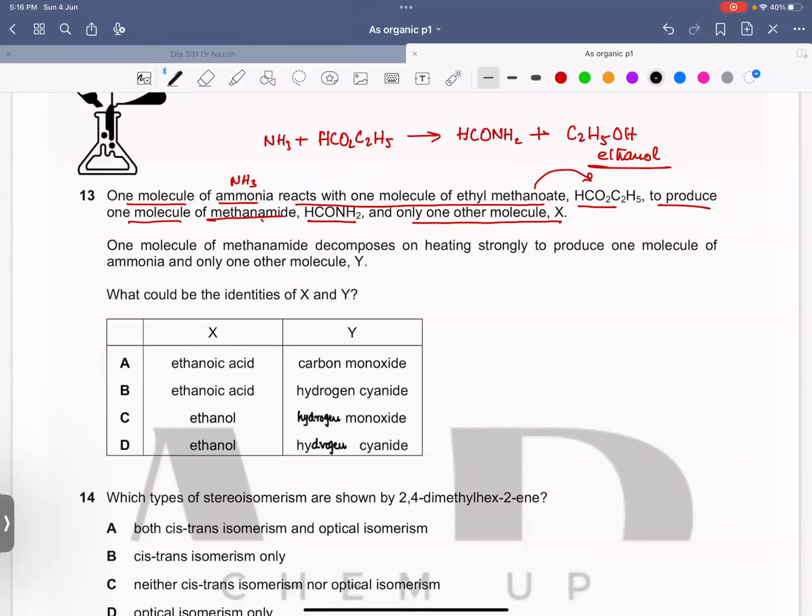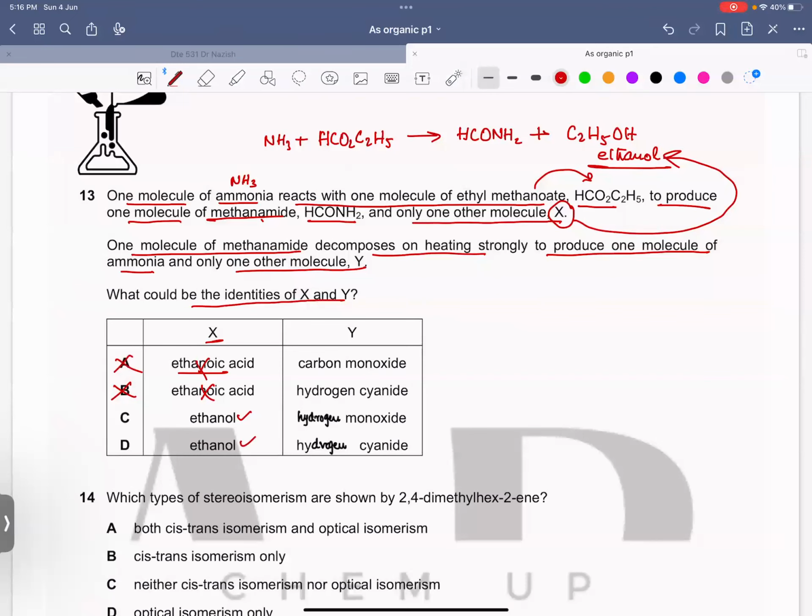Now, what they are asking: one molecule of methanamide decomposes on heating strongly to produce one molecule of ammonia and one other molecule Y. What could be the identities of X and Y? So X, we have figured out, is ethanol, right? So this cannot be X, so A and B go wrong, and we are left with C and D.